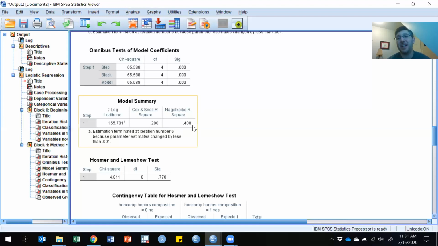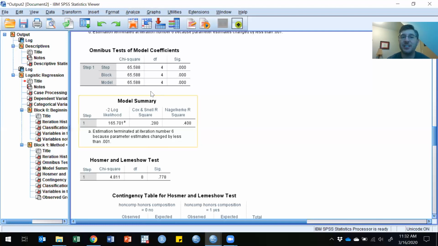So basically what I do is just report all of them, and then you give your reader all the information that you have. SPSS reports these two, Cox and Snell and Nagelkerke, I'm going to butcher it, R-square value. Basically, the second one is a correction to Cox and Snell.